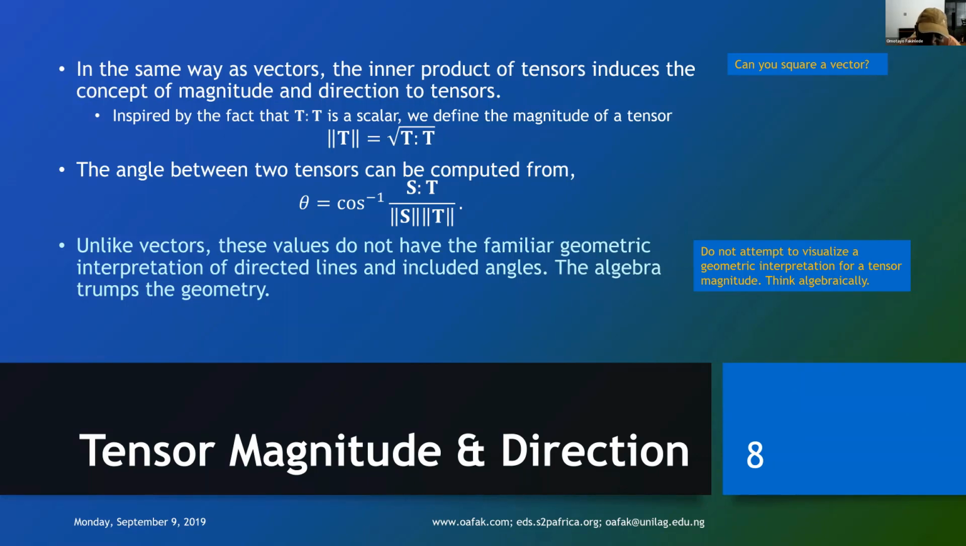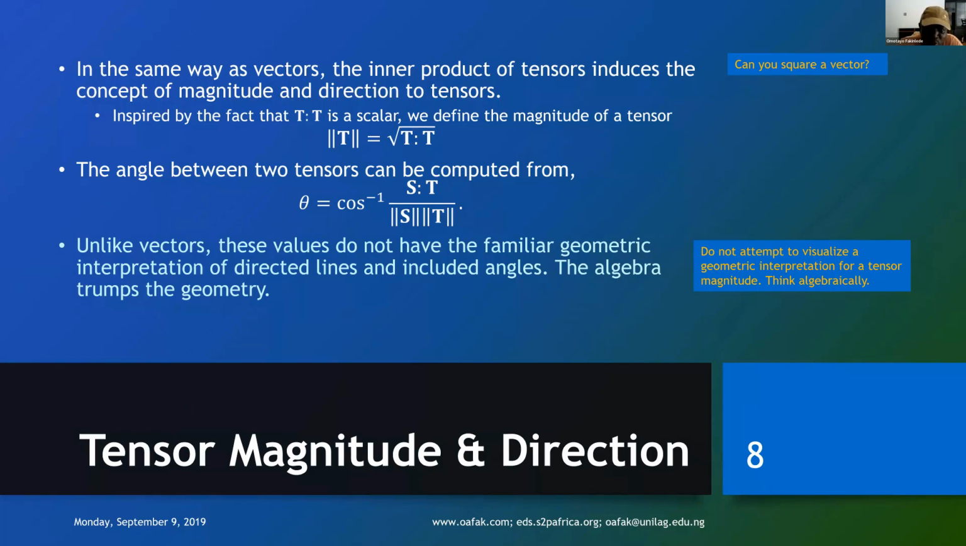The square of a vector is the inner product, the scalar product, the dot product of the vector with itself, and it gives you a scalar. And that scalar is the square of the magnitude of that vector. And you take the square root of that to get the magnitude of that vector. That is in the mathematical parlance. That is how you square a vector.